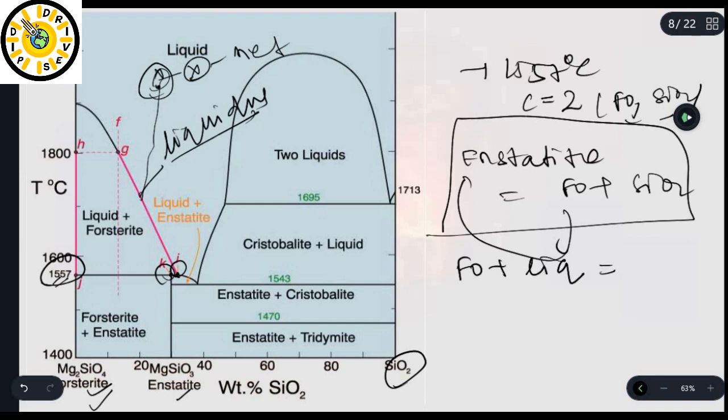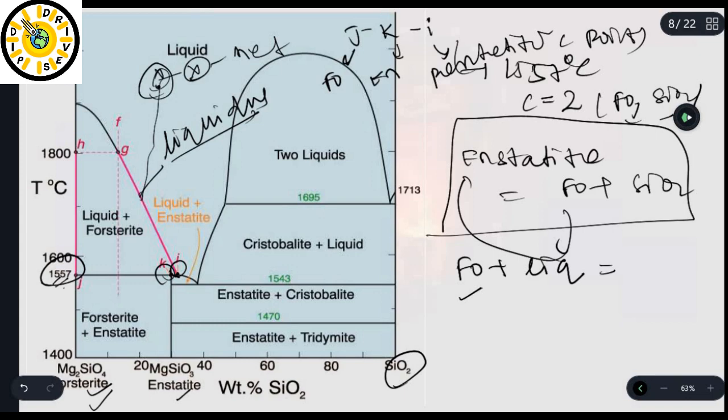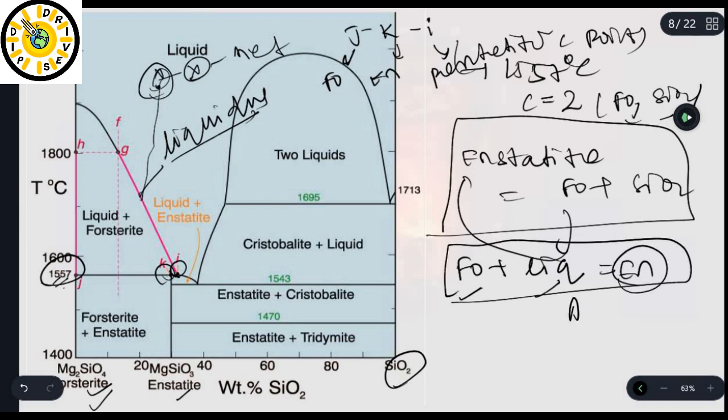When it reaches the particular point at 1557, at K point, see, J, K and I will be collinear, right? J, K and I. J point means forsterite, K point means the tie line, and I point is the peritectic point. So when forsterite and liquid react, it gives enstatite. Forsterite and liquid react to give enstatite at 1557 degrees centigrade. So this is the peritectic point, right? And this is the eutectic point.